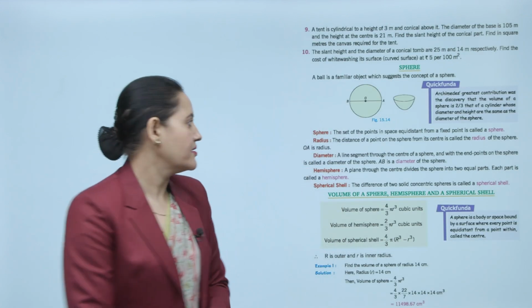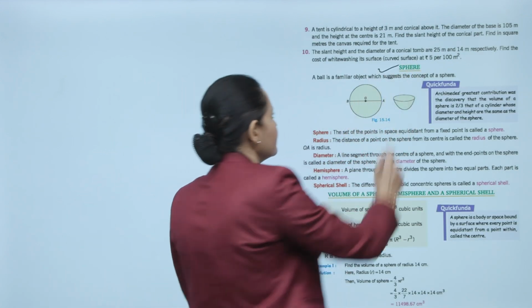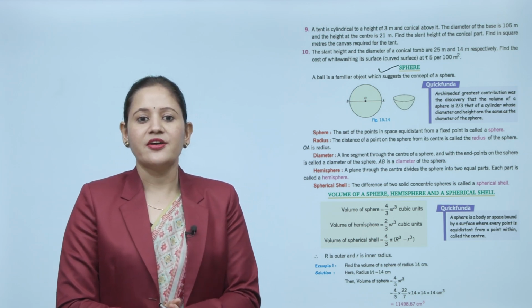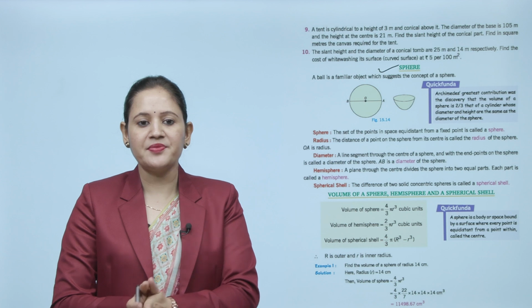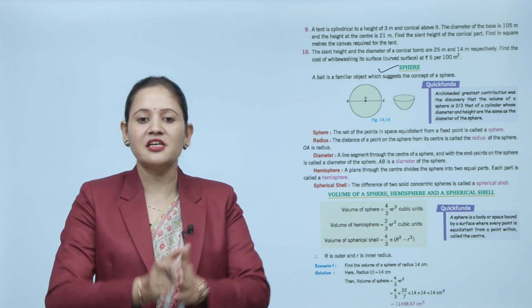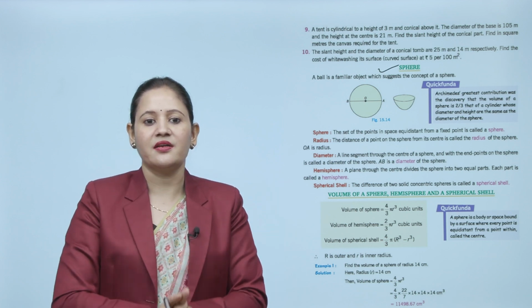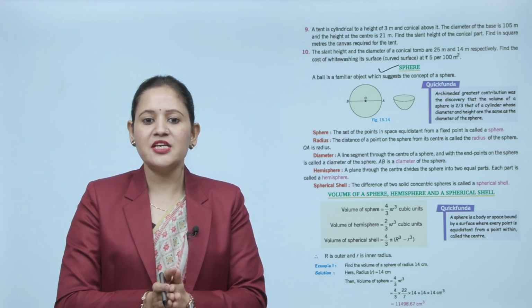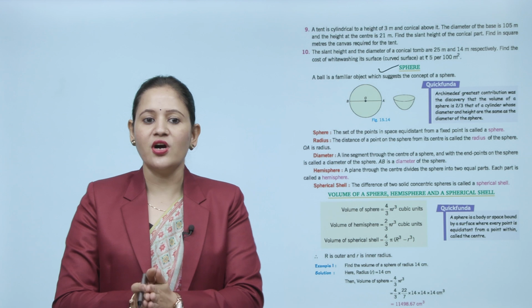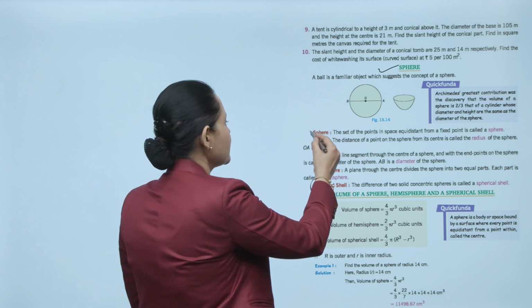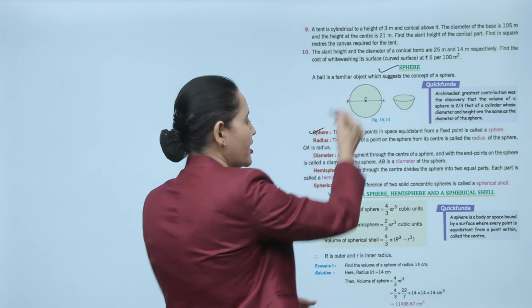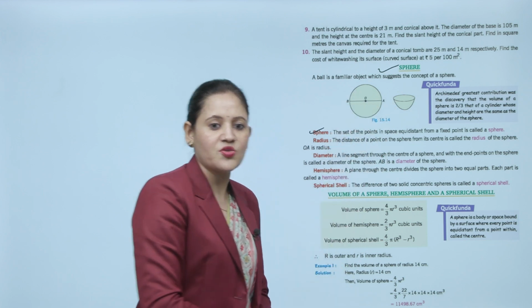Next is sphere. A ball is a familiar object which suggests the concept of sphere. Ball का shape क्या होता है अगर 3D में देखें? Its shape is sphere. A set of points in space equidistant from a fixed point is called a sphere. सेंटर से इक्वल डिस्टेंस पे जितने भी पॉइंट होंगे, इफ वी जॉइन दीज पॉइंट्स विल मेक अ स्फेयर.